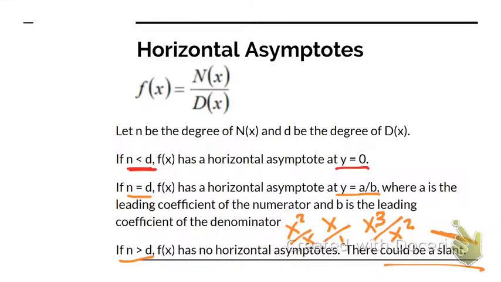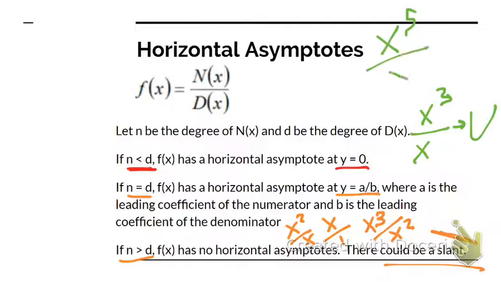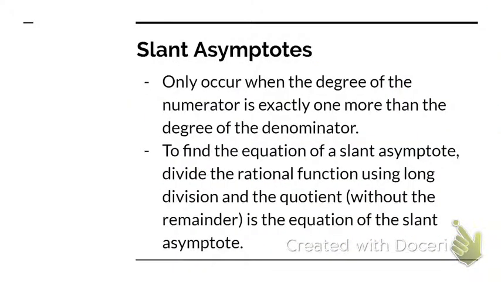If the degree of the numerator is 2 more than that of the denominator, so something like this, then you would have a sort of quadratic type of asymptote. And you can extrapolate that idea. If you had a 5th degree polynomial over a 2nd degree polynomial, then your asymptote would look like a cubic. So slant asymptotes only occur when the degree of the numerator is exactly 1 more than that in the denominator. And to find that equation, you divide the rational functions using long division, and the quotient without the remainder is the equation of your slant asymptote.